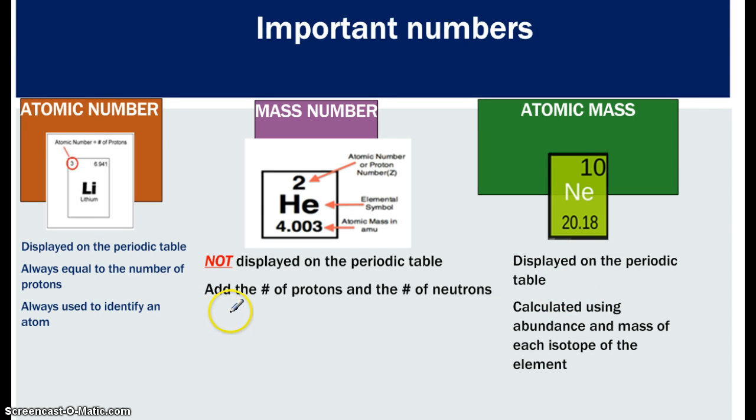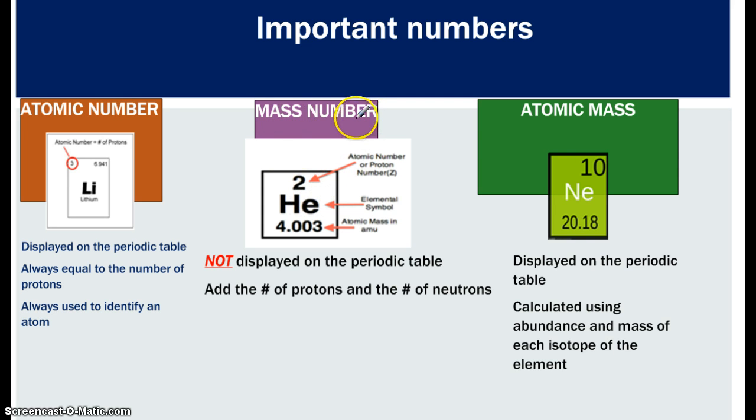Okay, there are a few important numbers we've got to learn about here. One's called the atomic number. It's equal to the number of protons. You can find it on the periodic table. It's a whole number, and it's the number that identifies what atom it is. For example, lithium is always a 3. Helium is always a 2. Its atomic number 2 means it has 2 protons.